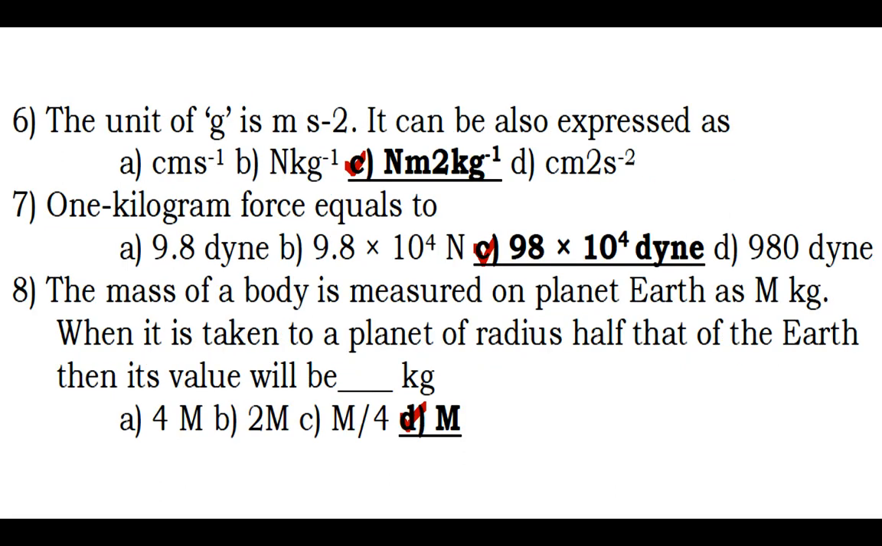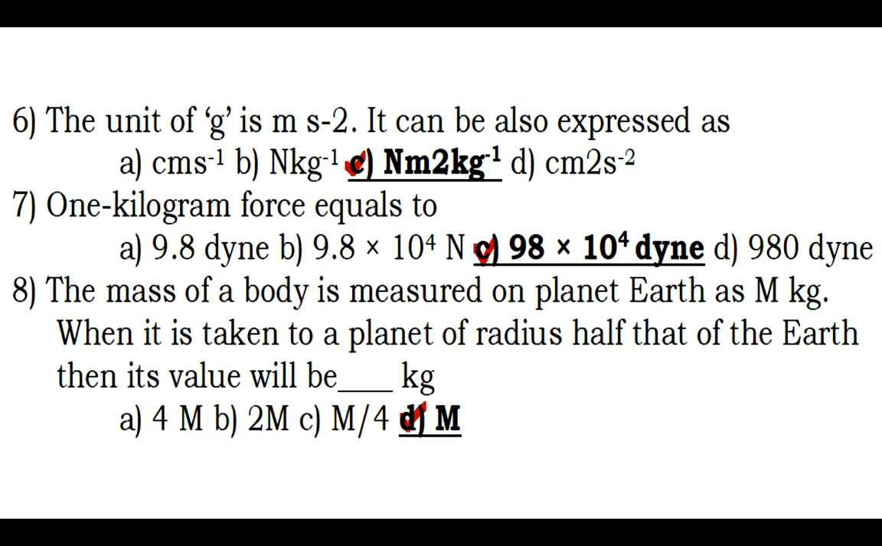Question number 6. The unit of G is meter per second square. It can also be expressed as option C, Newton meter square kilogram to the power minus 1. Question number 7. 1 kilogram force equals option C, 9.8 into 10 power 4 dyne.